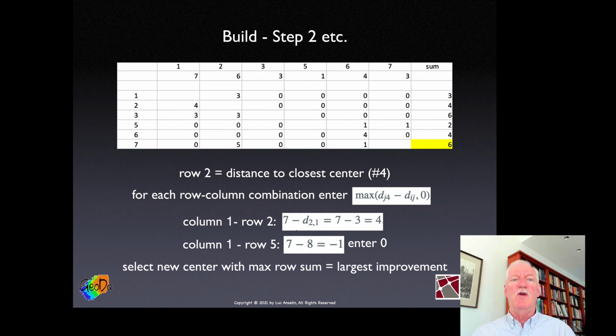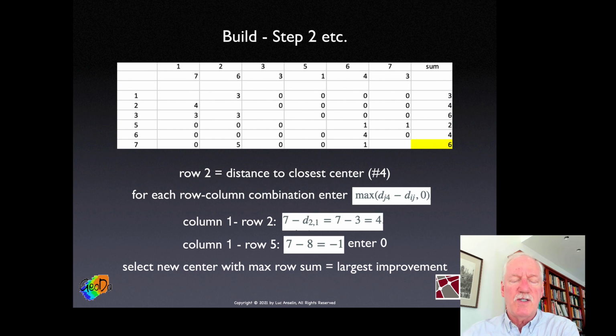In general, we look at the distance to the closest center. And we see what happens if we would take another one of the remaining points as the next center. What happens to those distances? And that next point that improves on those distances the most is the next pick.